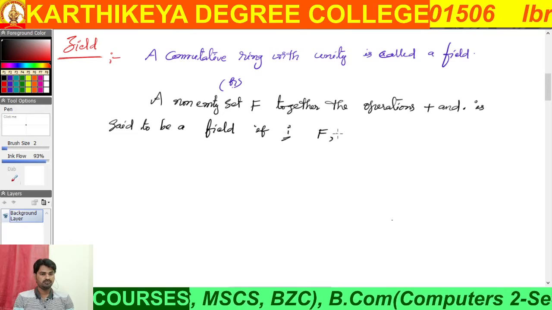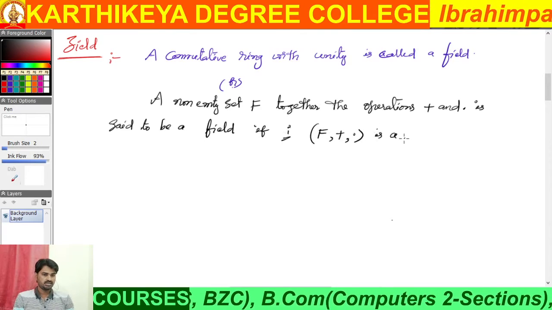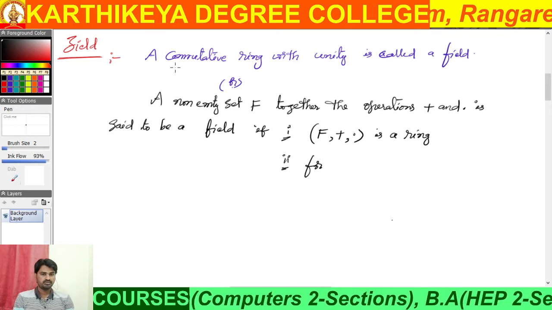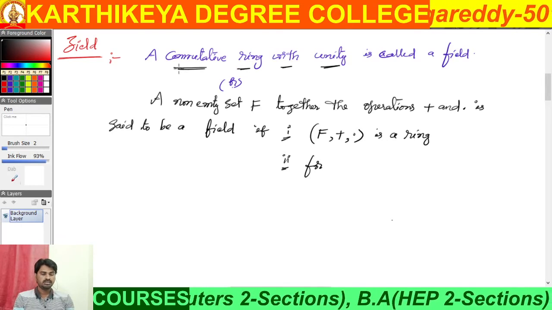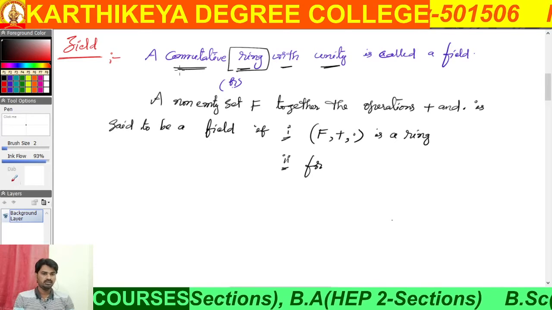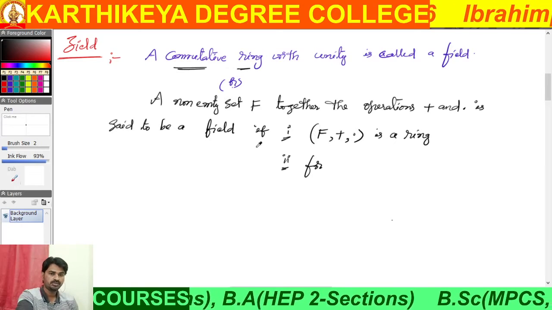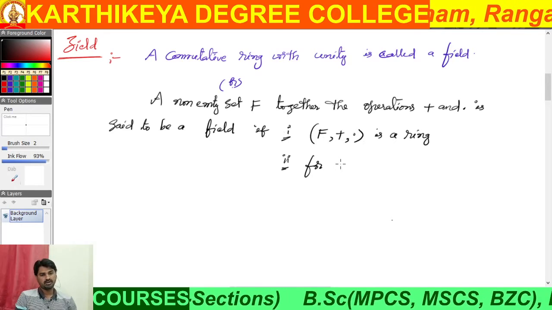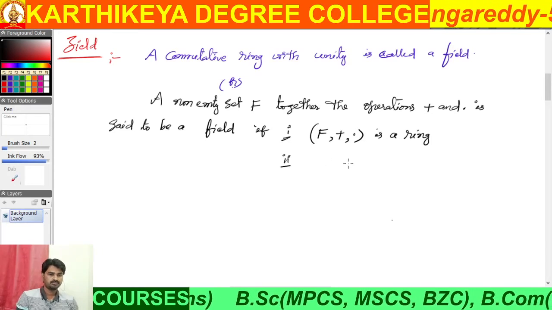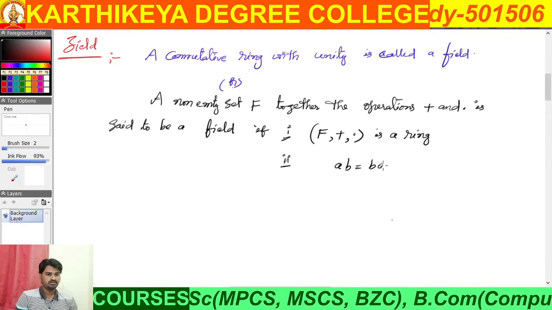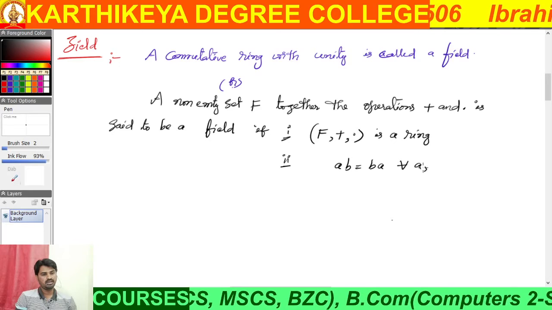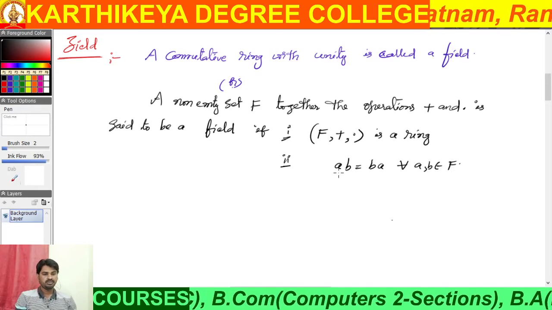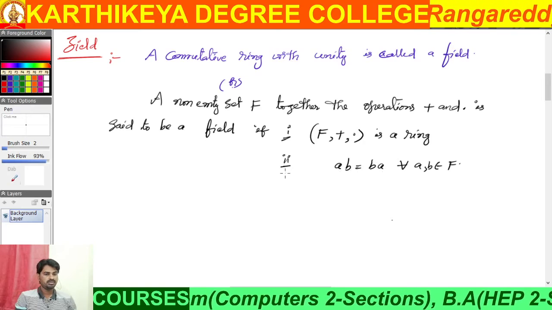first one, F plus dot is a ring. First, this is the ring. Second one, commutative. So what we say is commutative ring with unity. In this one, ring is over. Next, commutative. Commutative means already with respect to plus we say that Abelian group. But commutative means here we have to use with respect to dot. For simple definition it is AB is equal to BA, that means A into B is equal to B into A for all A, B belongs to F. If you have taken any two elements in the F set, you can product them AB and also BA. Both have the same answer.